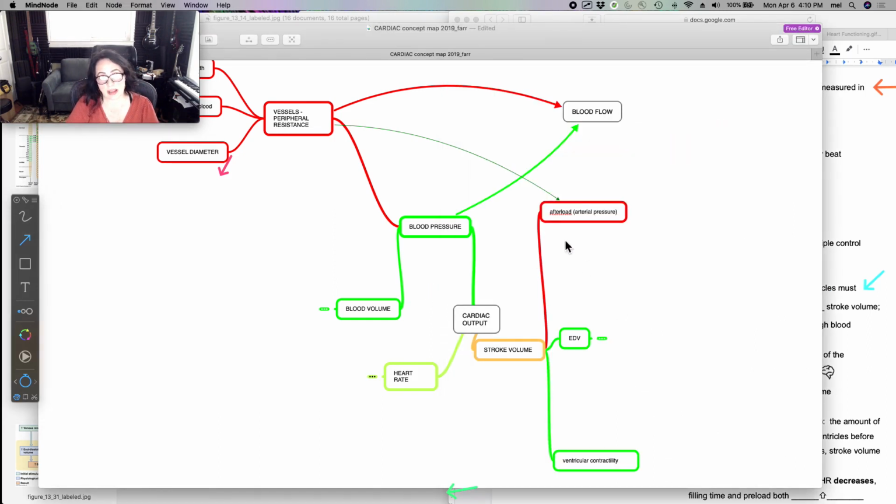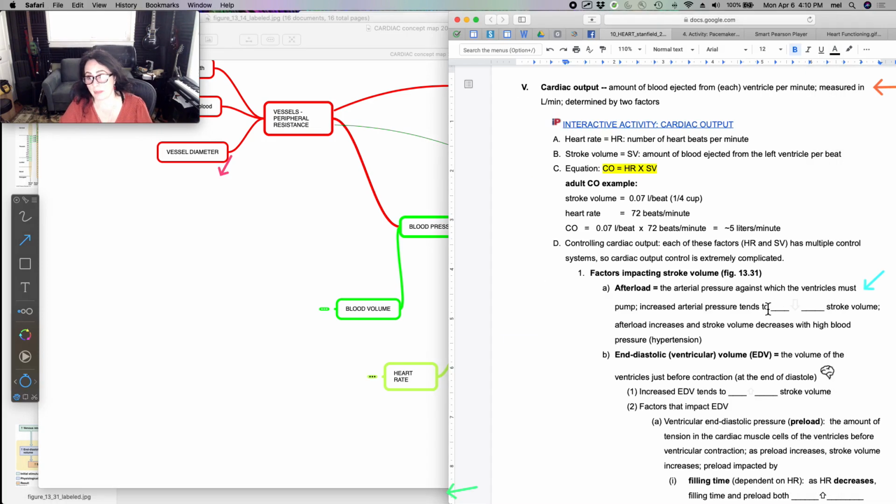If the pressure is higher here, then what's going to happen to the stroke volume? If the pressure is higher in your arteries, it drops the delta P and you are not going to have as much flow, right? So increased arterial pressure tends to decrease stroke volume. As the pressure gunks up in your arteries, your stroke volume tends to drop.